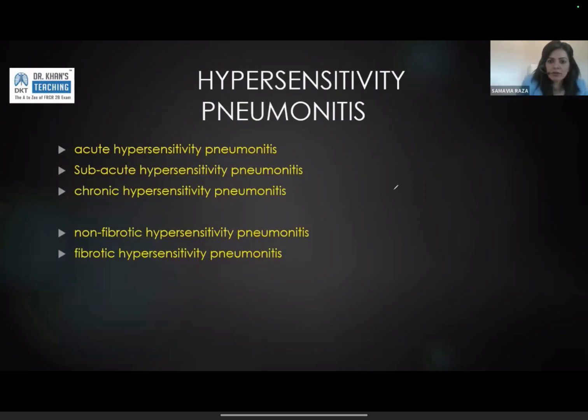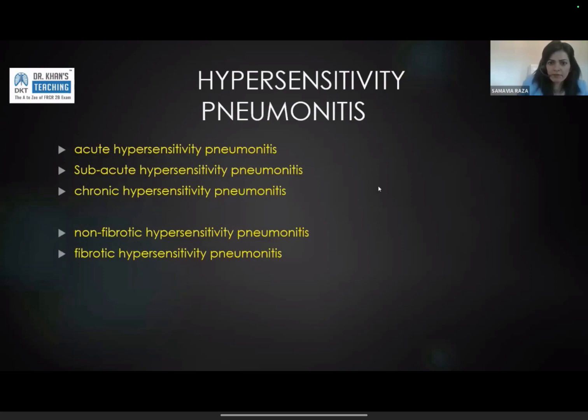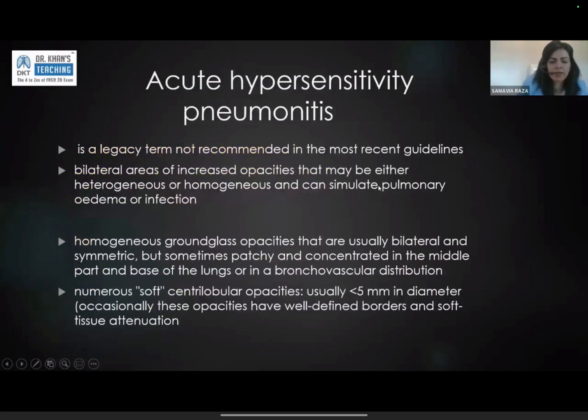with chronic HP. My mouse is stuck for some reason. Give me 1 second. Let's try again.